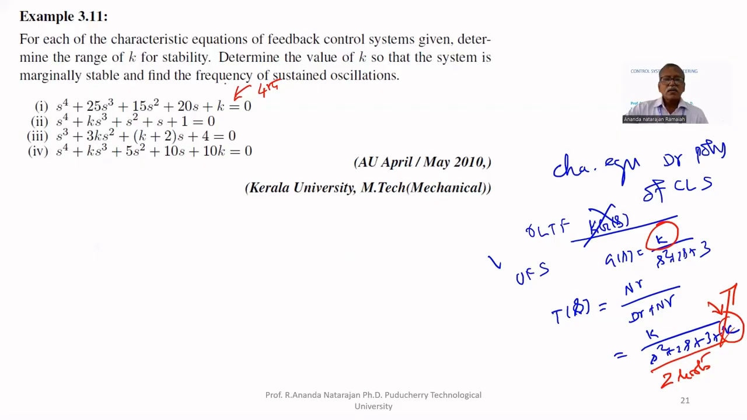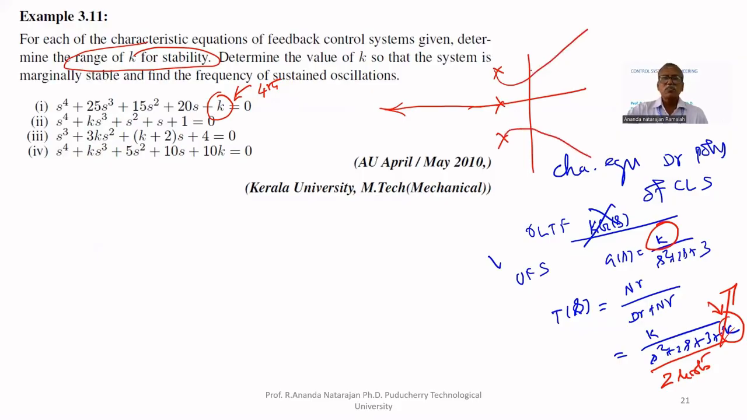Here, for what value of k are the poles on the j omega axis? We can find that using Routh-Hurwitz. What is the question now? The range of k for stability. I told you that the poles will move towards the right hand side. Suppose this is a third order system. As k increases from 0 to infinity, this pole moves towards the left, this pole moves towards the right, and this also moves towards the right.